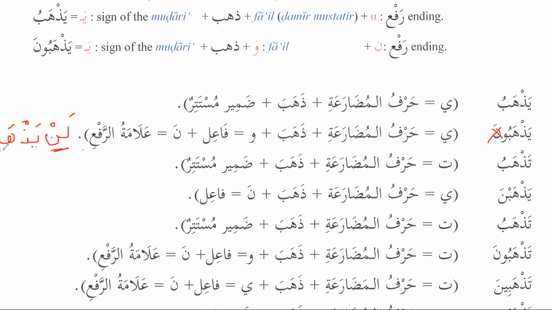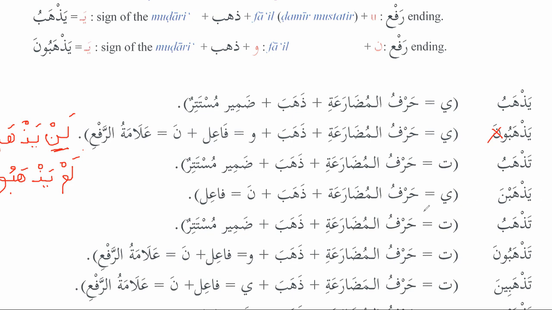So lan yadhabu. This lan yadhabu tells you that this yadhabu is in mansub case, because this is the tool of nasb. And how do you know it is jazm case? Lam. Lam is the tool of jazm. So it will be the same. Lam yadhabu. It's the same, the extra noon gets deleted in the jazm case also. So let's see. Tadhabu, the ta is the harf mudare, dhahaba, and damir mustatir, as I've already explained.